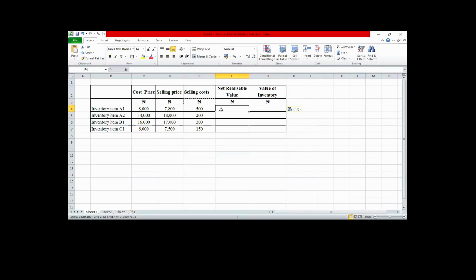Now, for us to get the net realizable value, you will less selling price minus selling cost. Do you understand what I'm saying? Hello? Sorry, sir. Can you see the board? Yes, sir. Now, for us to get the net realizable value, you are meant to less your selling price minus your selling cost, or they call it selling expense. Now, this will now be 7,800 minus 500. Can you see it? Is that clear?